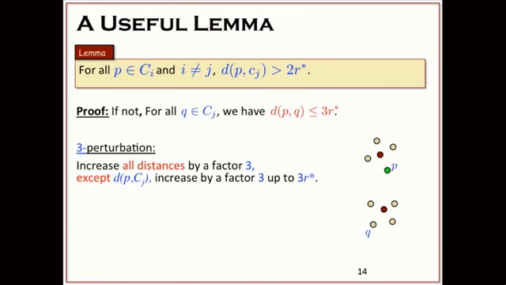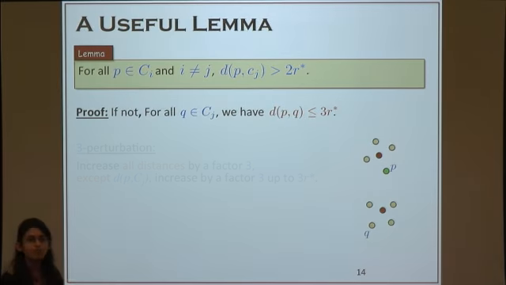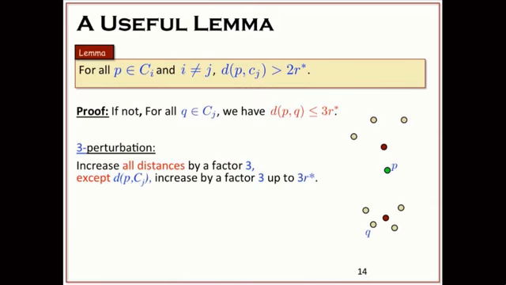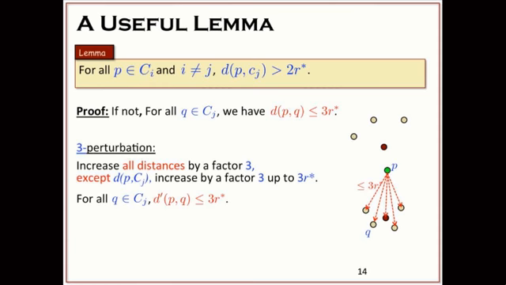This perturbation is going to increase all of the distances by multiplying them by 3, except exactly the distances between p and this set. It's going to increase those up to 3r star. Above that, we are not going to increase it. So this is going to look kind of like this, but it's very hard to show it in plain text. But what happens at this point, we know that in this new distance metric, the distance between p and any other point is still the same, 3r star.